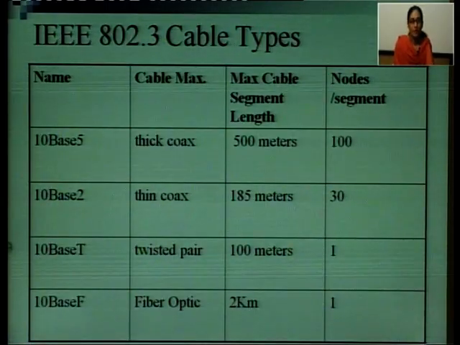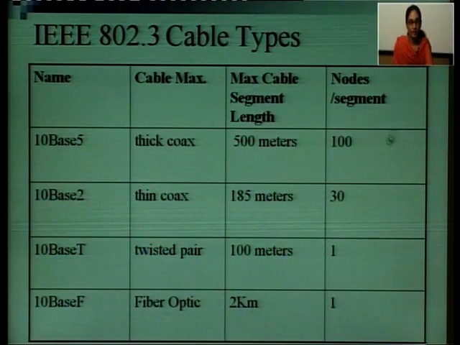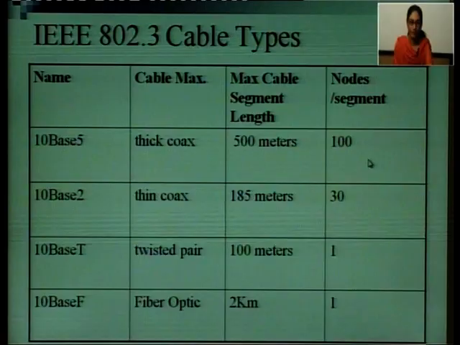This is the table in which IEEE 802.3 cable types are explained. There are four main columns: the name, the cable, the maximum length of the cable segment, and the nodes per segment. First one is 10 base 5. It is also known as thick coaxial, the maximum cable segment length is approximately 500 meters, and in terms of nodes per segment, we can handle 100 nodes.